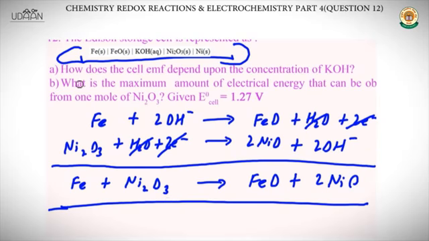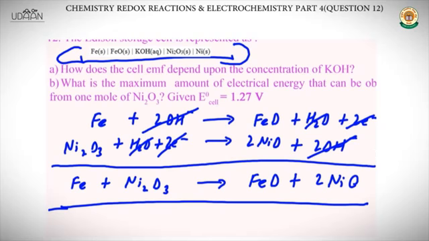The first part asks, how does the cell EMF depend on the concentration of KOH? Alright. As we see the net reaction, we don't see any OH, that is KOH, as it is being cancelled here. Yeah, even the OH minus gets cancelled. So as the net reaction does not contain OH negative, that is KOH, hence EMF does not depend on the concentration of KOH.